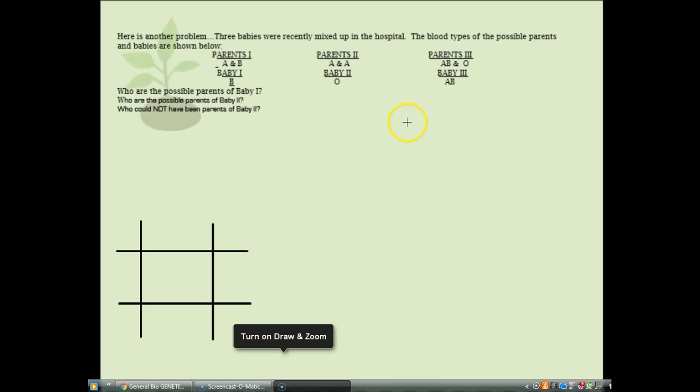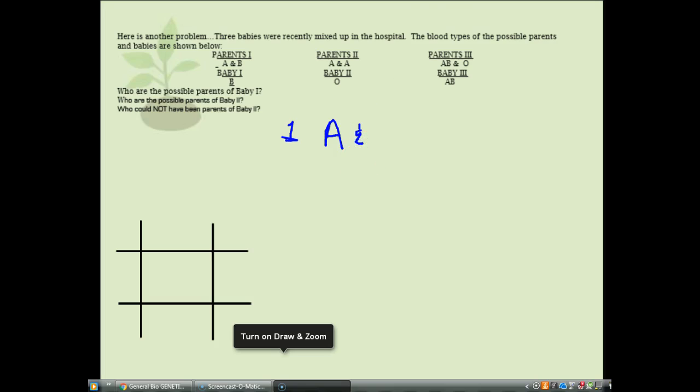All right. So in this problem, we have three babies that were mixed up at a hospital, and we know the blood types of the parents, and we know the blood types of the babies. So I'm just going to look at parents 1 right now, and I'm going to move parents 1 here, and put a number 1 to represent parents 1. They have A and B blood.